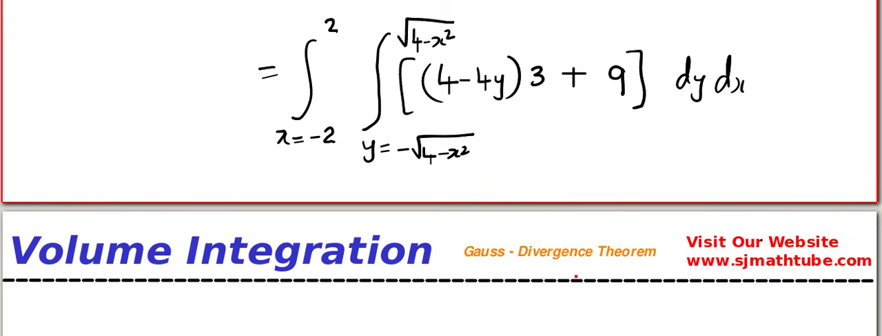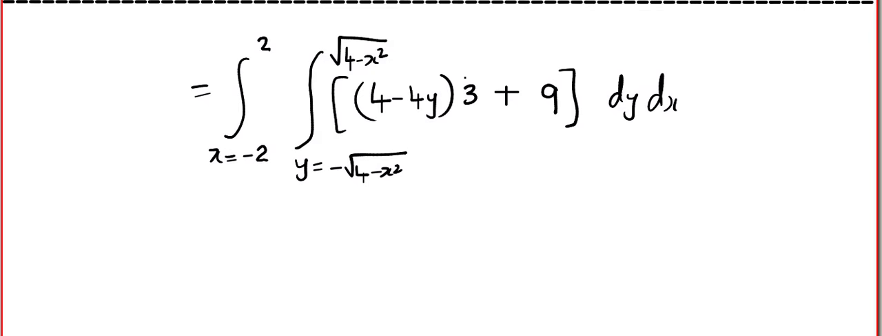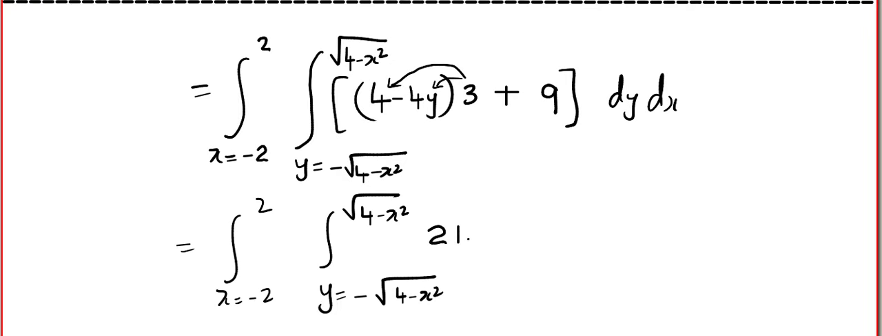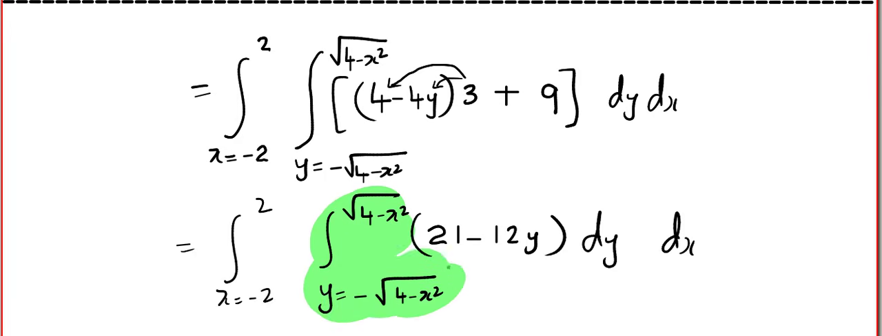So let's go for the next step. In the next step, we are going to distribute this 3. So we're going to get 12 plus 9, that will be 21. So you're going to get 21 minus 12y dy dx. Okay, now comes the next hero. So time for integration with respect to y.